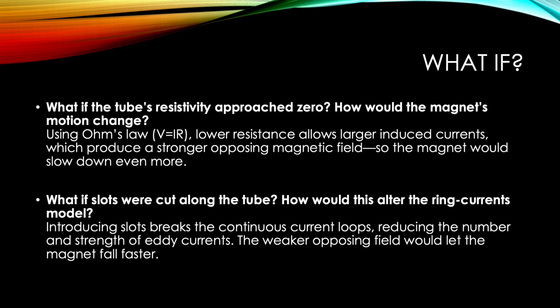What if the tube's resistivity approaches zero? How would the magnet's motion change? Using Ohm's law, V equals IR, lower resistance allows larger induced currents, which produce a stronger opposing magnetic field, so the magnet would slow down even more.